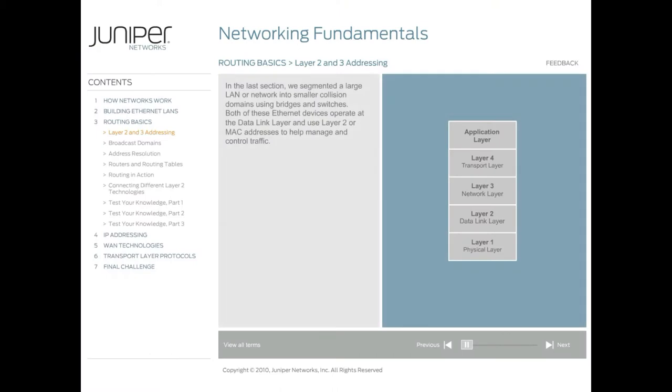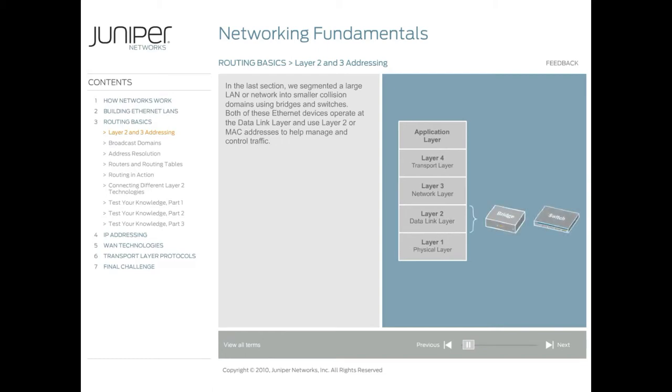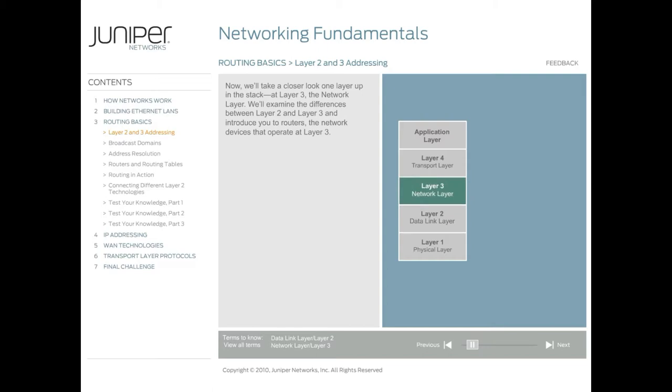In the last section, we segmented a large LAN, or network, into smaller collision domains using bridges and switches. Both of these Ethernet devices operate at the data link layer and use Layer 2, or MAC, addresses to help manage and control traffic. Now we'll take a closer look one layer up in the stack at Layer 3, the network layer. We'll examine the differences between Layer 2 and Layer 3 and introduce you to routers, the network devices that operate at Layer 3.